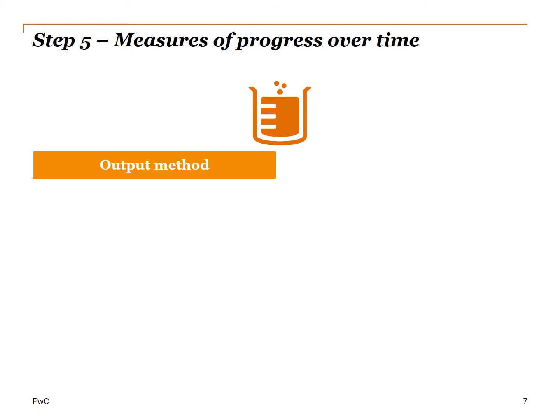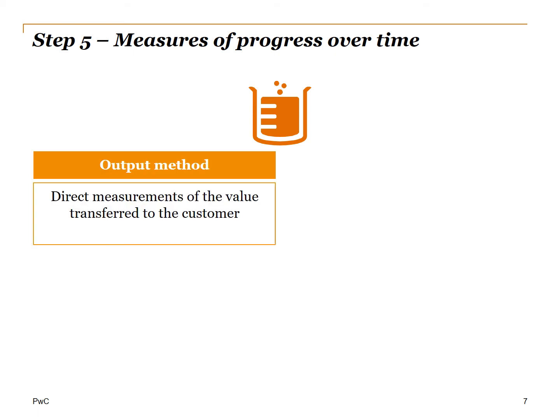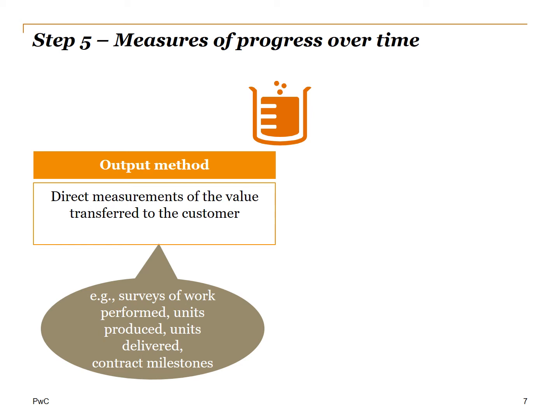Methods of measuring progress include output methods that recognise revenue based on the direct measurement of the value transferred to the customer. Examples of such output measures include surveys of work performed, units produced, units delivered, and contract milestones. Output methods directly measure performance and can be the most faithful representation of progress. However, in some circumstances, it can be difficult to obtain directly observable information about the output of performance without incurring additional costs, in which case it might be necessary to use an input method.